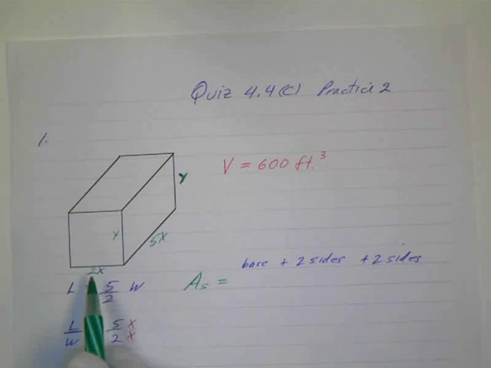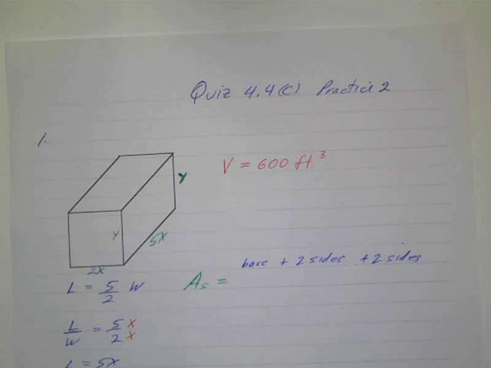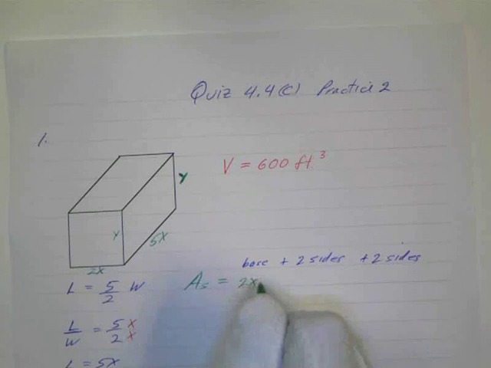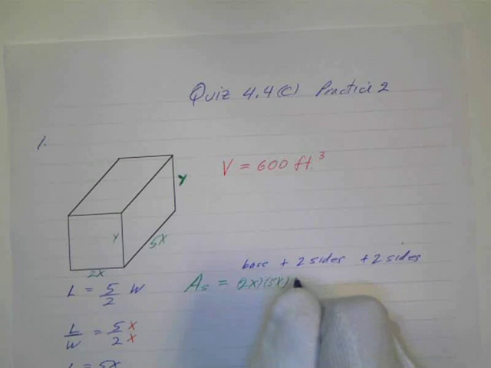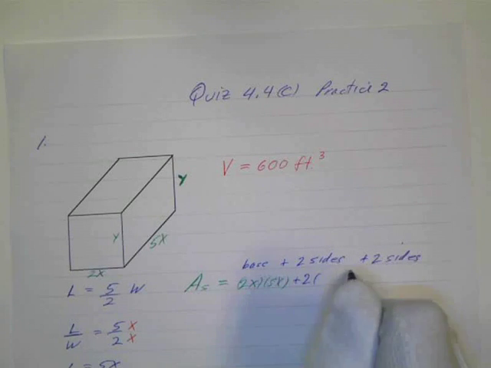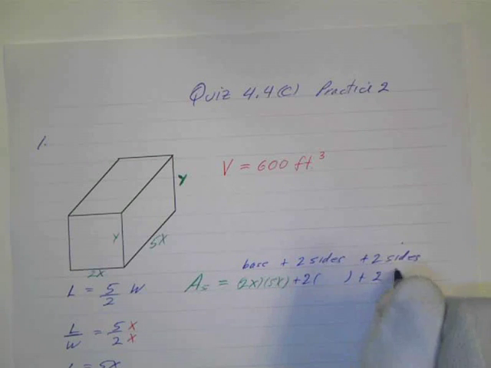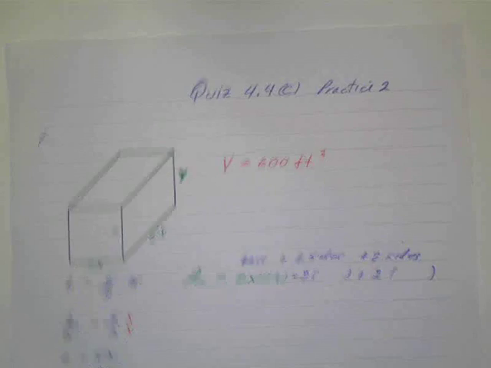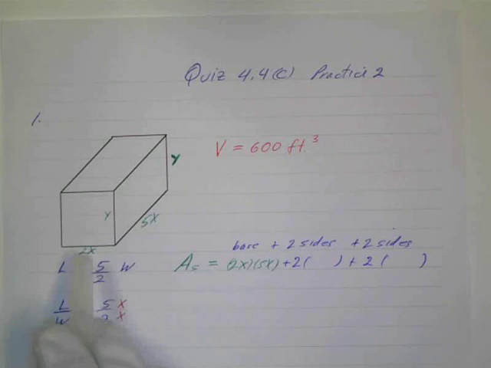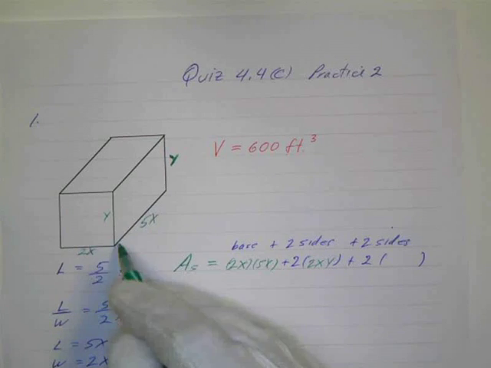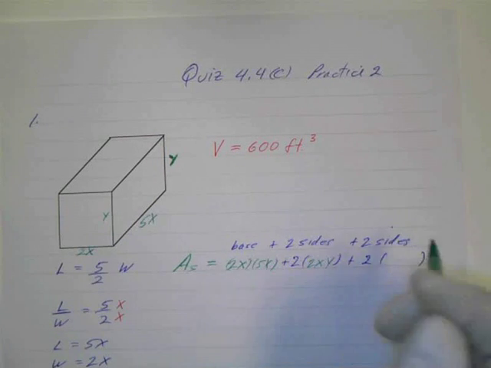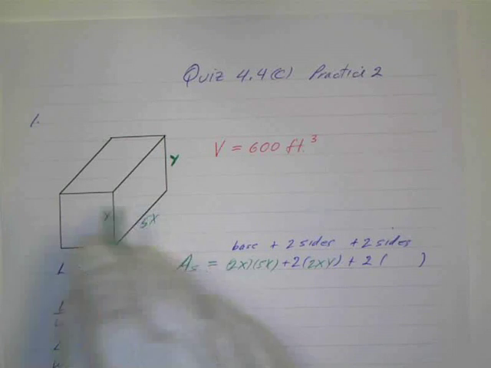Okay, so my base is going to be 2x by 5x. That's a rectangular base, so I can just write 2x times 5x. And then plus 2 times the front and the back. And the front and the back, these are just rectangles that are going to be 2x by y, so just 2x times y. Now the sides are going to be 5x by y. Those will be the dimensions of the two right sides. So we got the front and the back and the right and the left sides.